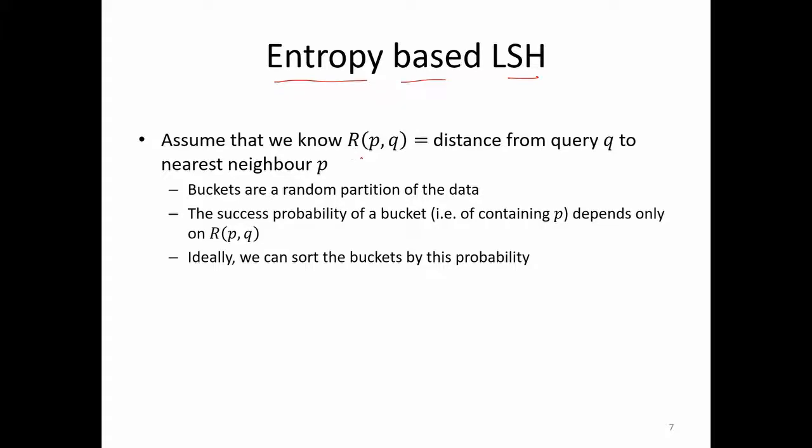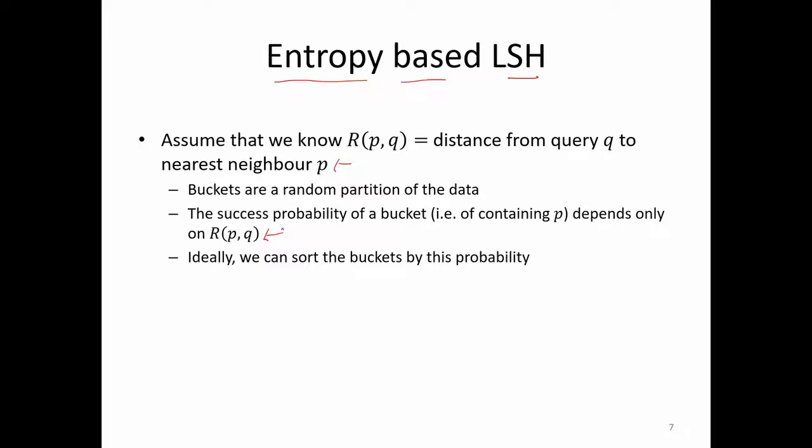Suppose we know RPQ, which is the distance of point P from query. Now buckets are random partitions of data, so each bucket has some set of data. Now the success probability of a bucket, that is, the probability of a bucket containing P, depends on this RPQ.